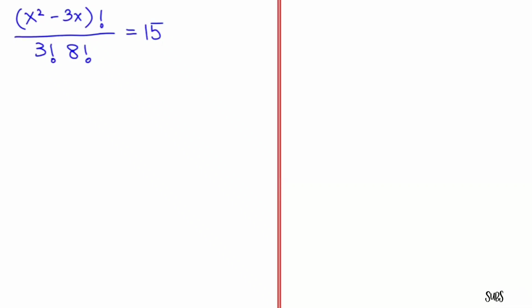So our equation is (x² − 3x)! over (3! × 8!) equals 15. Here we are going to find out the value of x. So let's start our solution.